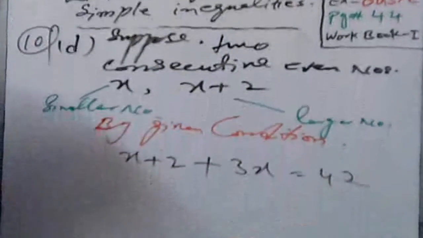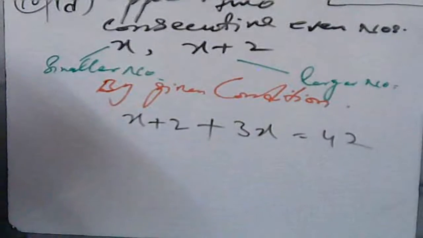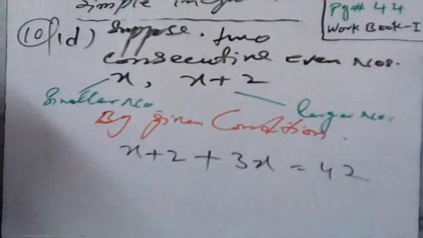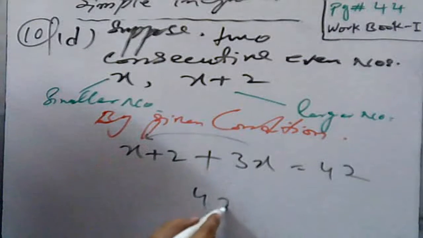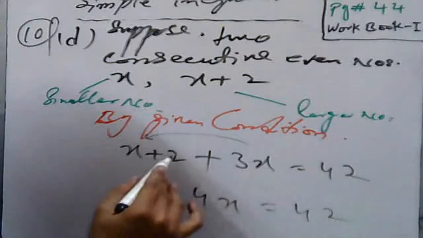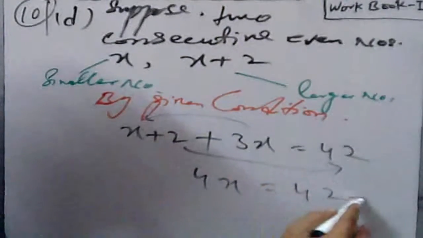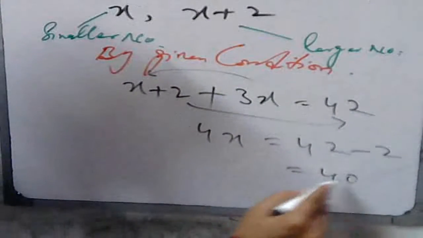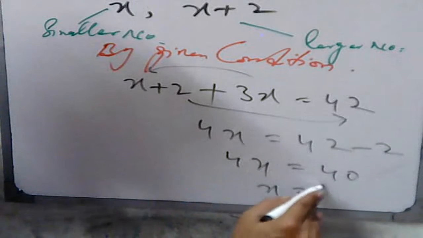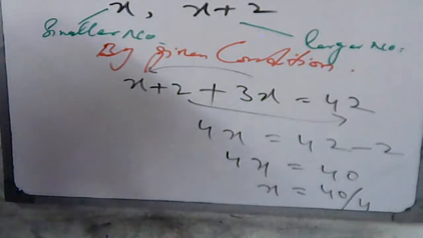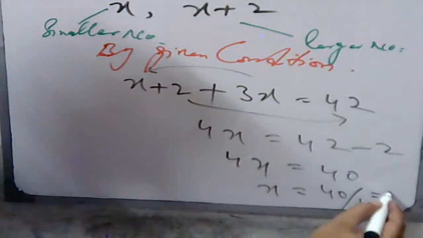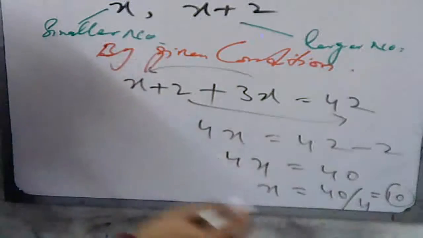Find the two numbers. Now by the given condition you can write: homogeneous terms should be added, x plus 3x, you will get 4x plus 2 equals 42, but this 2 will be shifted to the other side, minus 2, so 40. So the value of x is 40 by 4, which is 10.